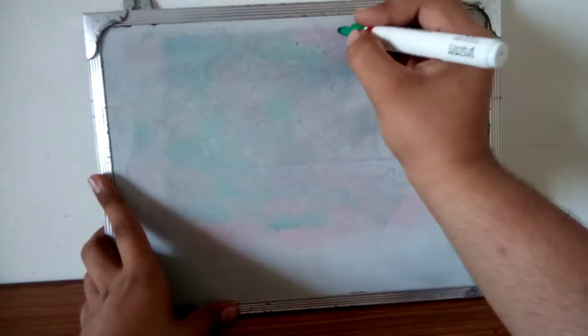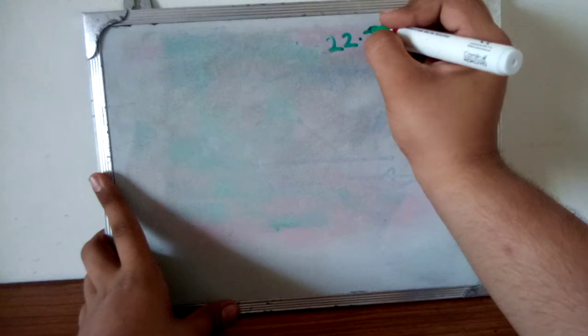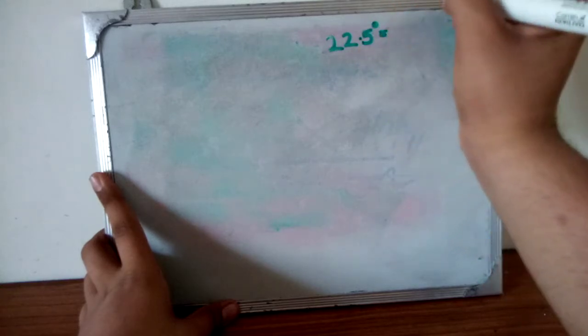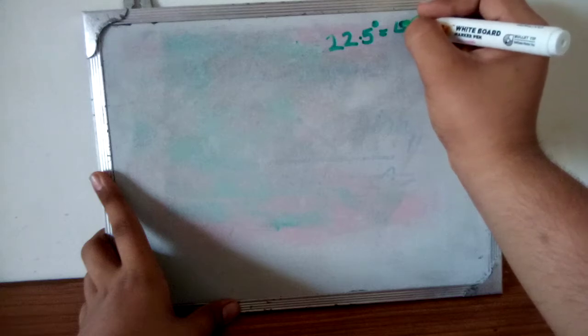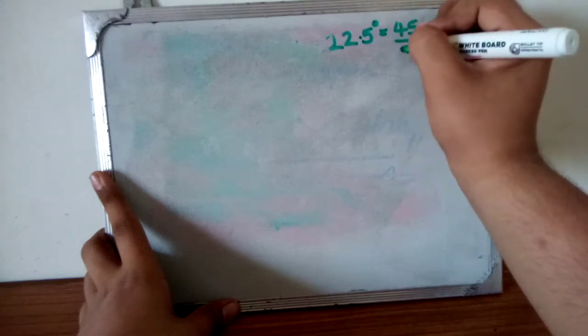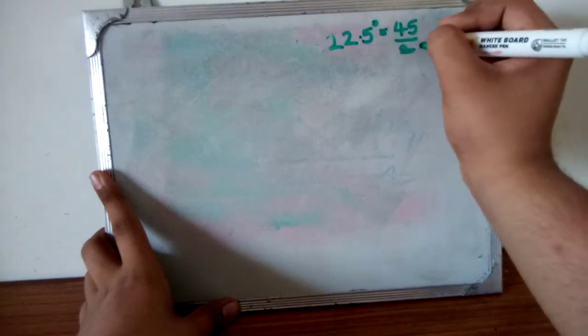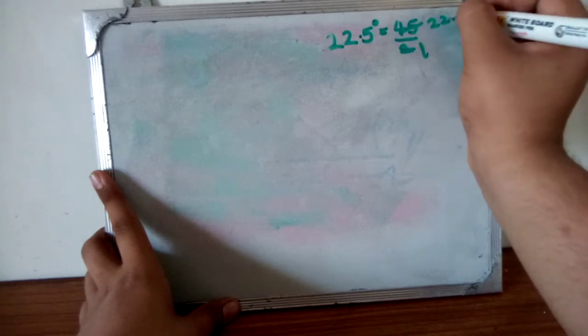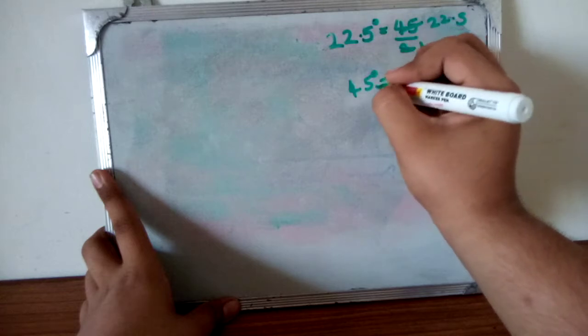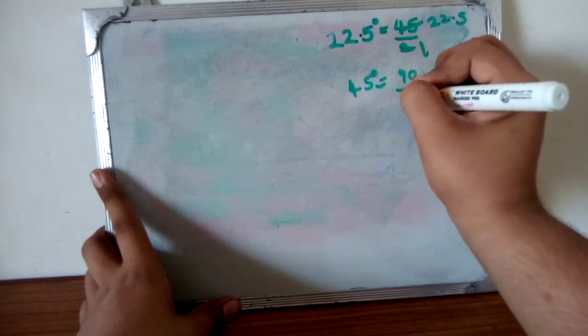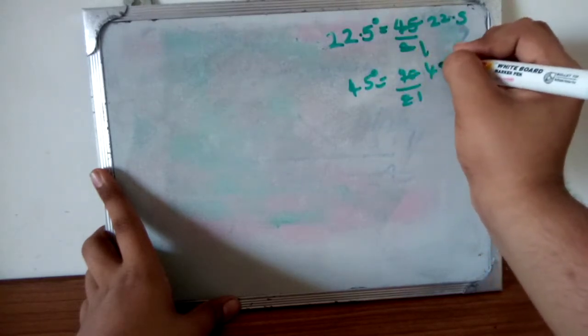Today we will learn to construct an angle of 22.5 degree. So as you notice, 22.5 degree is equal to 45 by 2, which is 22.5, and 45 degree angle is equal to 90 by 2, which is 45.